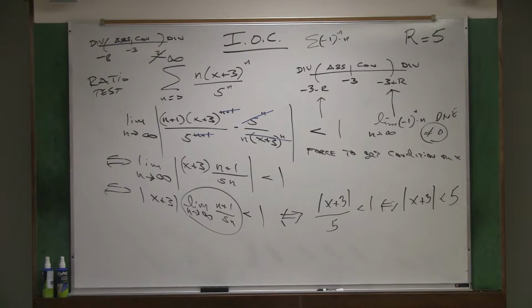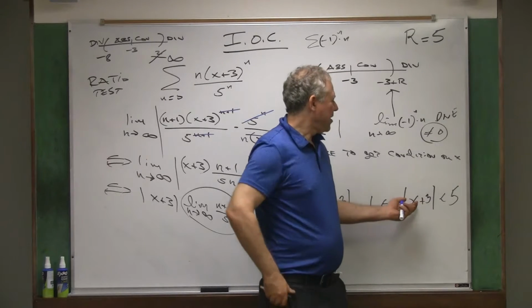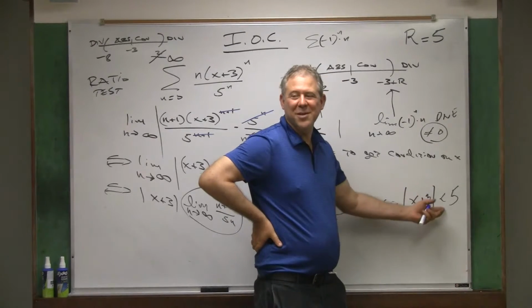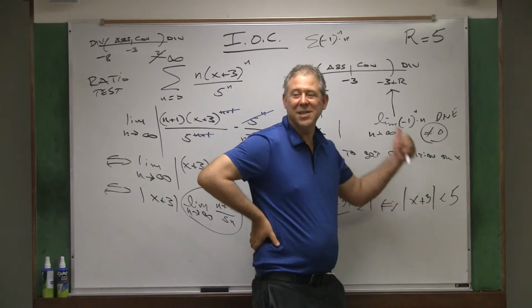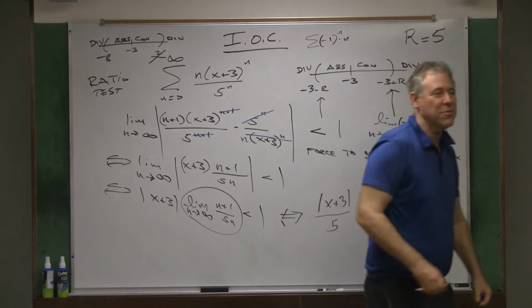If we wanted to, could we plug x into our condition that we got, that x plus 3 is less than 5, instead of plugging into the series again? No. Because then it would fail all the time, right? But we've seen cases where the endpoints actually work.